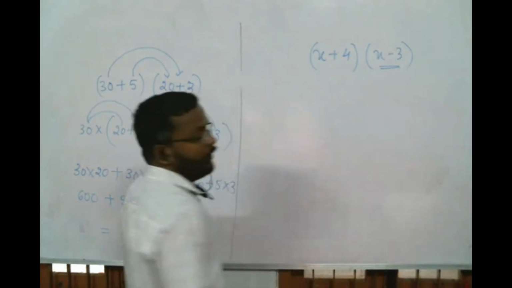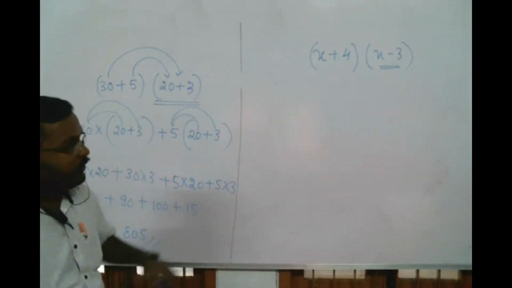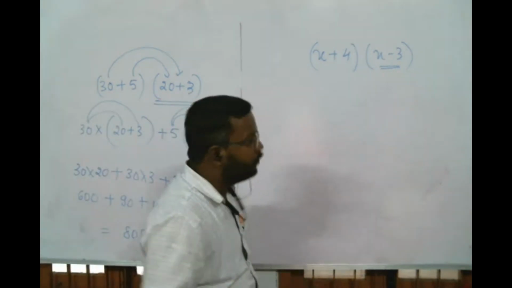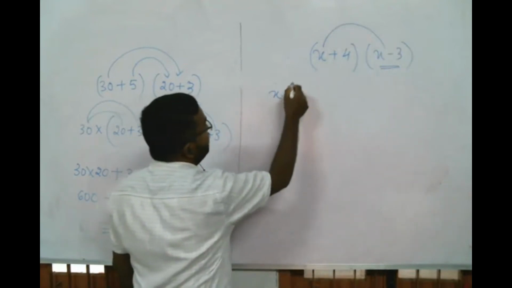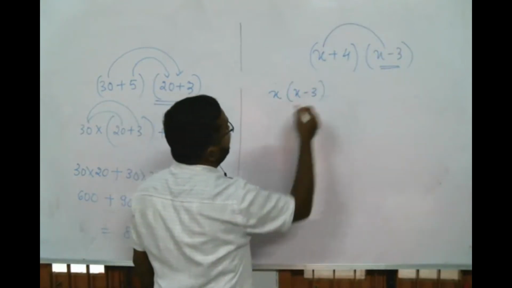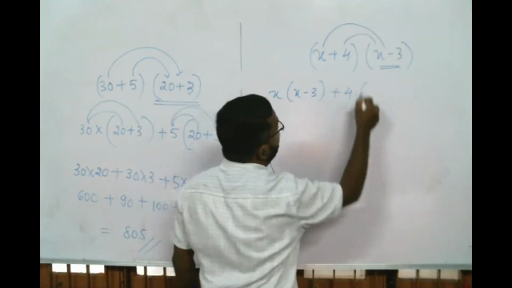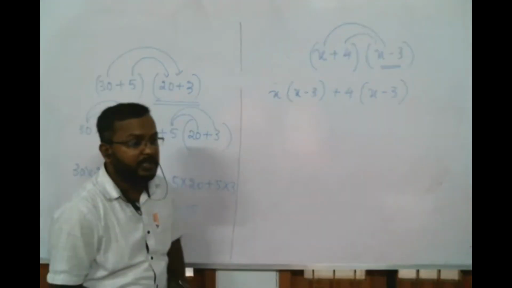Let's do it. So here we have to use distributive property 2 times. So this I'm taking as one term here. Now what we have to do? x we have to multiply with x minus 3. And again plus 4, you have to multiply with x minus 3. So I hope all of you are clear with this first step.